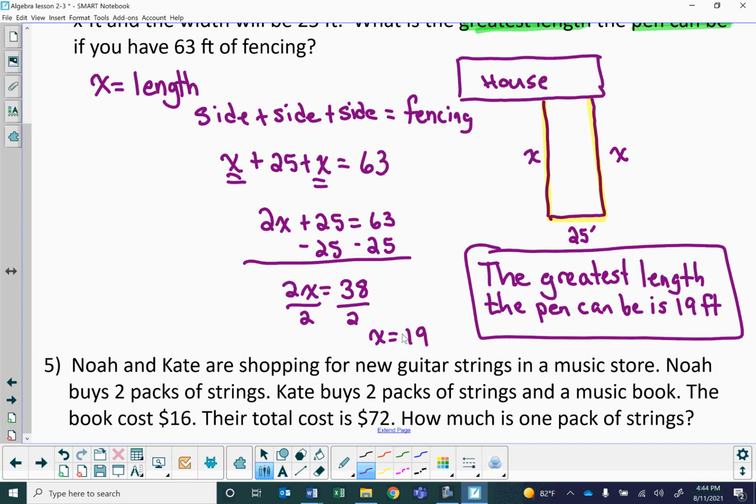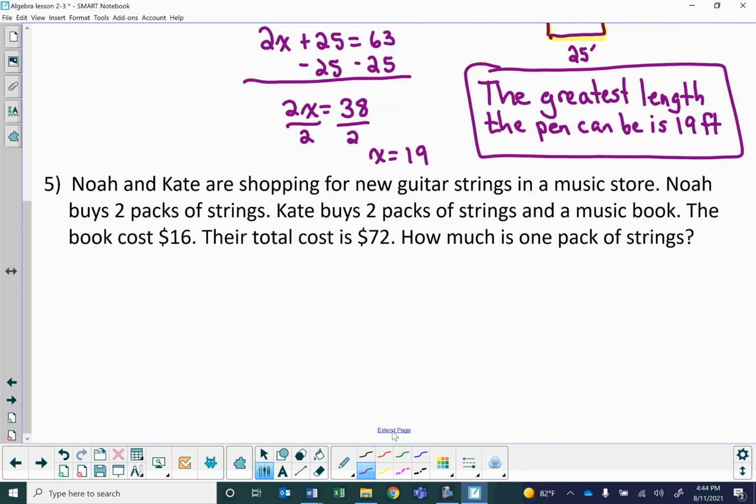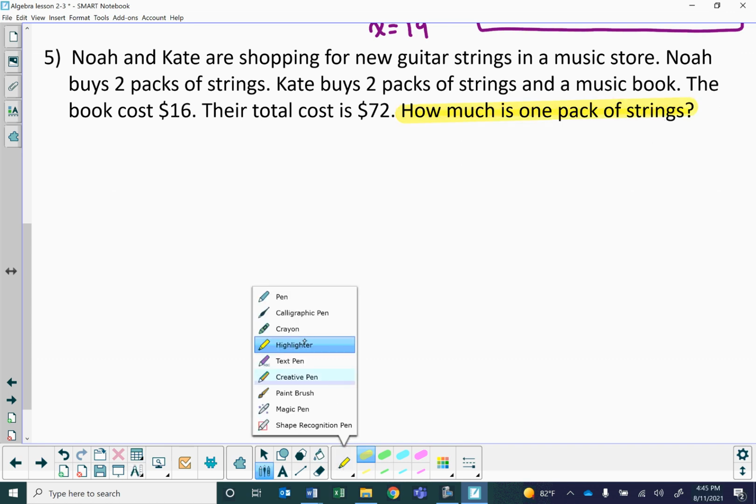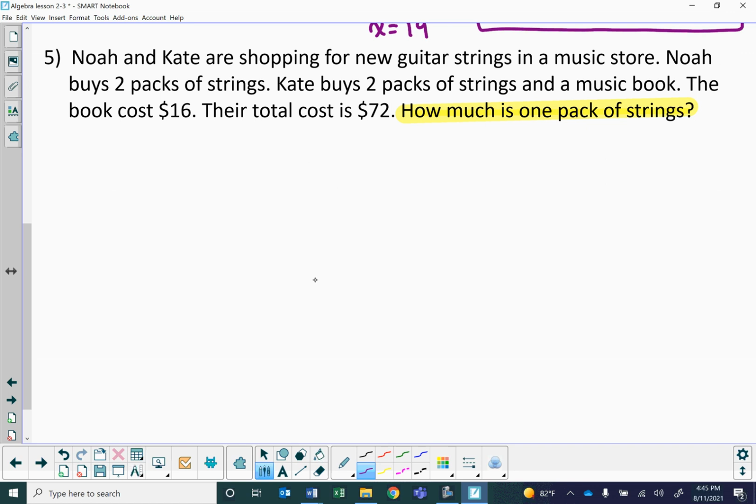Noah and Kate are shopping for new guitar strings in a music store. Noah buys 2 packs of strings. Kate buys 2 packs of strings and a music book. The book costs $16 and their total cost is $72. How much is 1 pack of strings? Okay, so we need to know how much is 1 pack of strings. So first thing we do here, we define our variable. I'm going to let C equal the cost of 1 pack of strings.